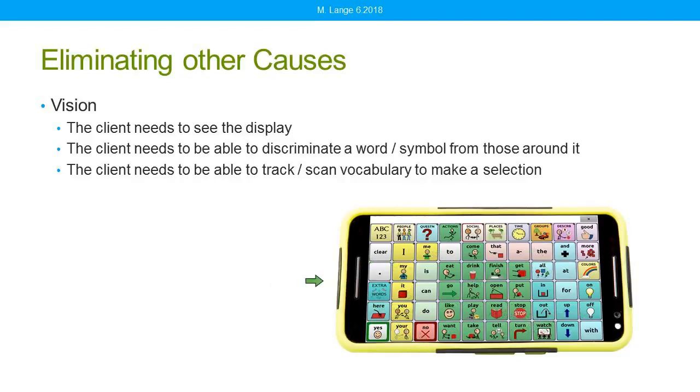Some of our clients don't have great visual tracking or might have difficulty discriminating this circular stop sign from maybe this kind of red big shape up here above it. So it's important that the client has the visual skills to use direct selection.